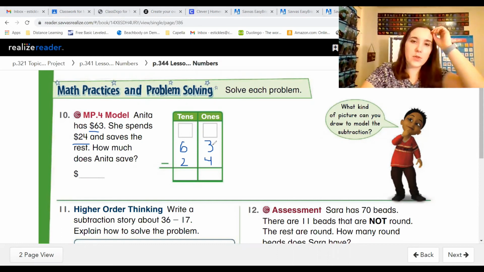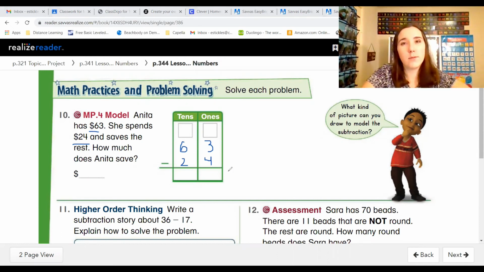So let's see, we have 3 1s and we want to take away 4. Do we have enough? Nope. So I'm going to draw a picture to help me regroup. I'm going to draw 63 because it's my bigger number. I have 6 10s, 1, 2, 3, 4, 5, 6, and 3 1s. 1, 2, 3. And now I know that I need to regroup, so I'm going to take one of my 10s, and I'm going to turn it into 10 1s right now, because I know I need to do that. 1, 2, 3, 4, 5, 6, 7, 8, 9, 10.